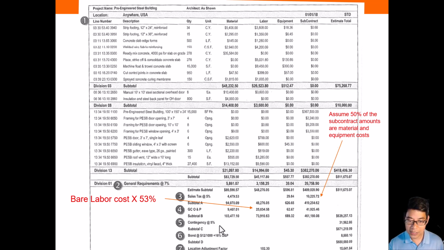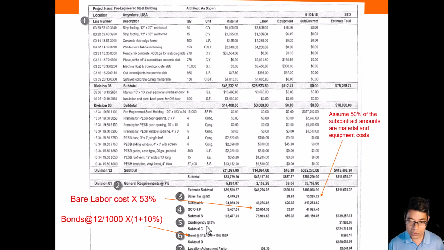Then we need to assign contingency. Contingency is used to account for risks. So for this particular case, we assign 5% contingency. Again, this is just a simple approach. It really depends on the type of risks that you are facing. If the project is very risky, you probably need to increase the contingency to a higher percentage. And then you add another subtotal.